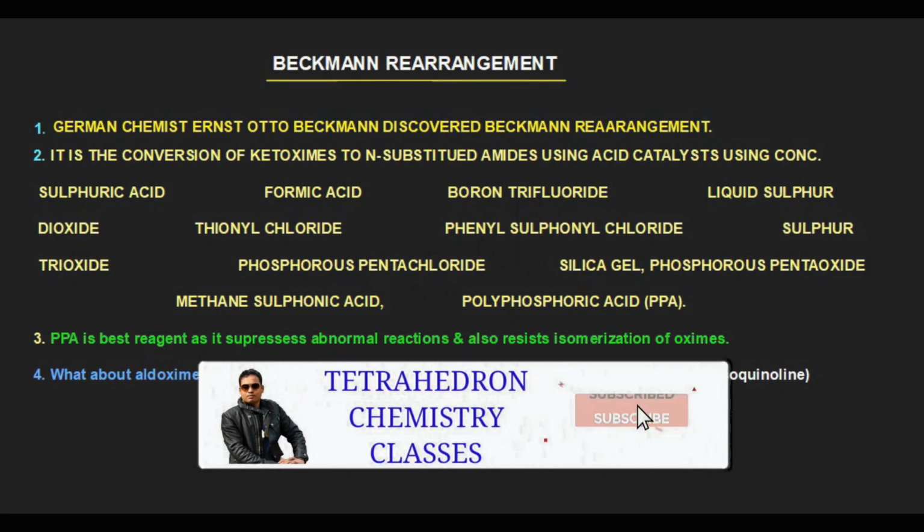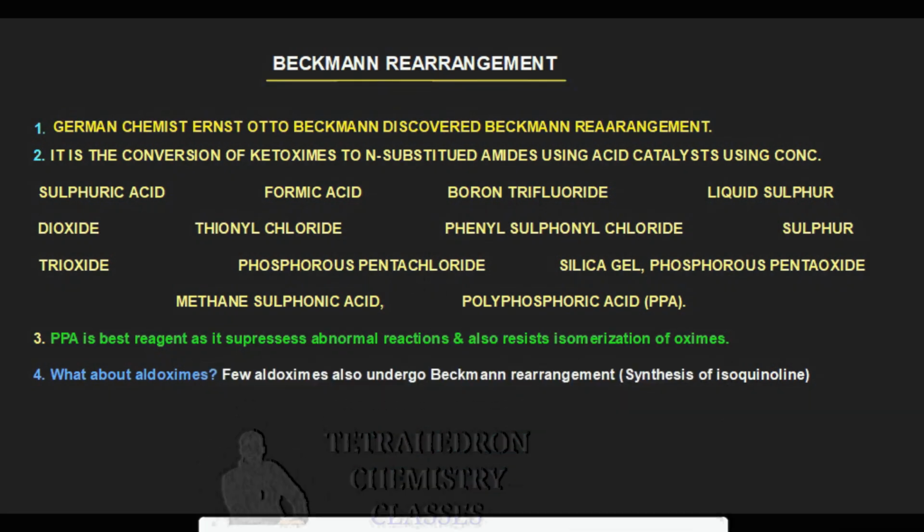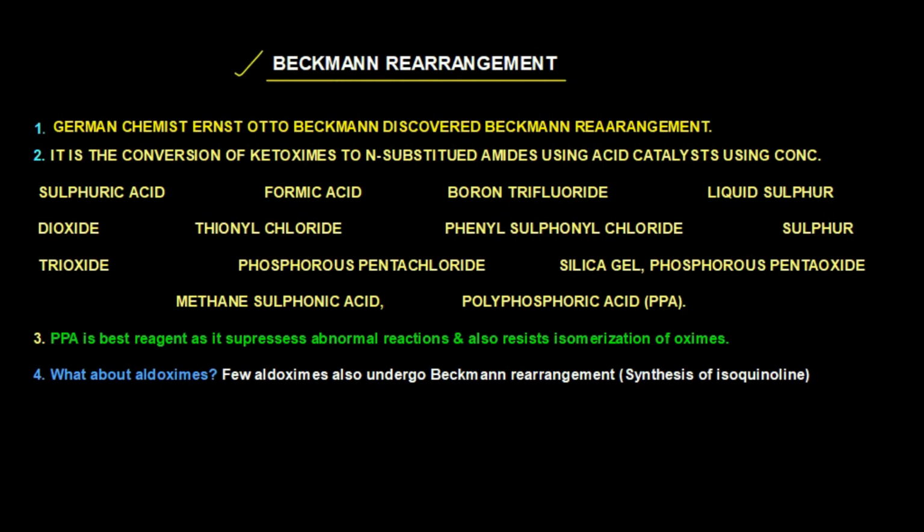What I am trying to explain today is the Beckmann rearrangement, which I have written here. This reaction was discovered by the German chemist Ernst Otto Beckmann. Basically this reaction involves the conversion of ketoximes to N-substituted amides, where we use an acid catalyst in the reaction.